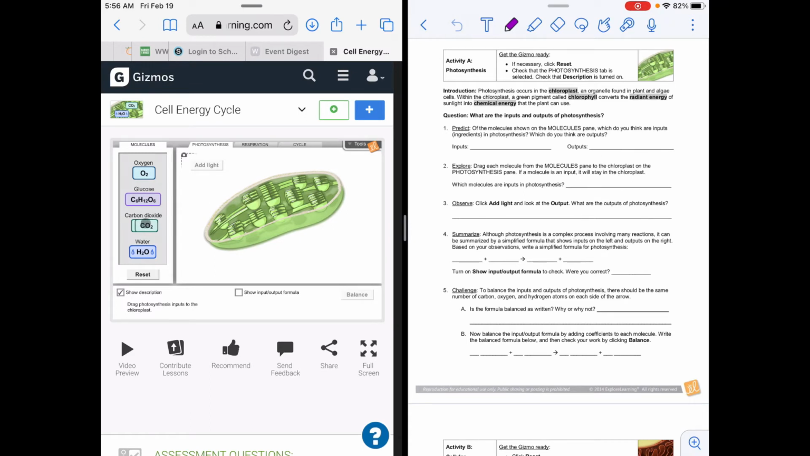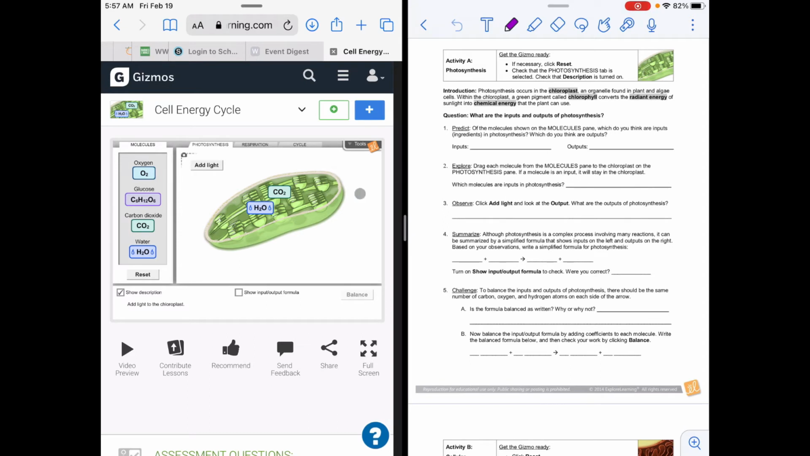Didn't stay. Carbon dioxide. That stayed. Water. That stayed. Okay, so then what you're going to need to do, the question asks, which molecules are inputs in photosynthesis? So you're going to write down these two that just stayed there. You'd write down CO2 and H2O, or you could write carbon dioxide and water if you wanted to use their full names.